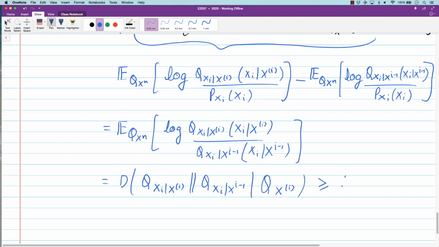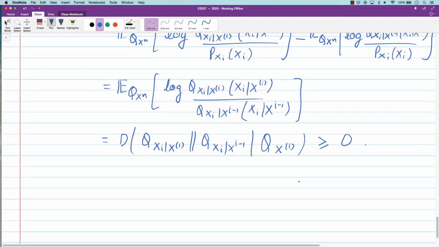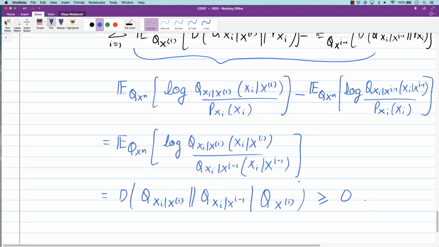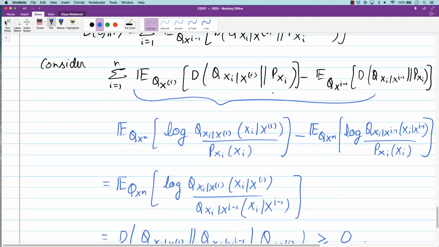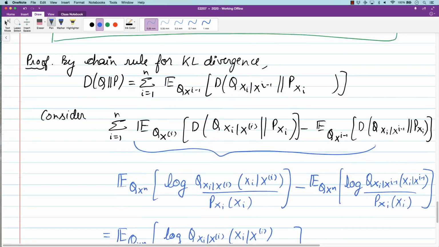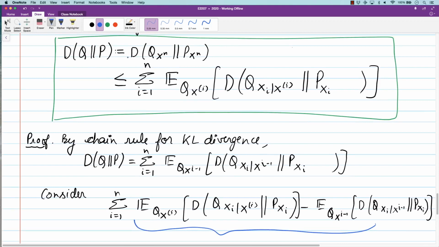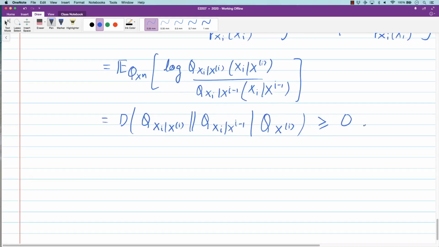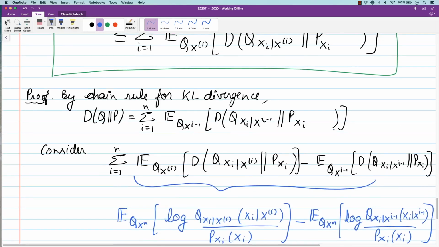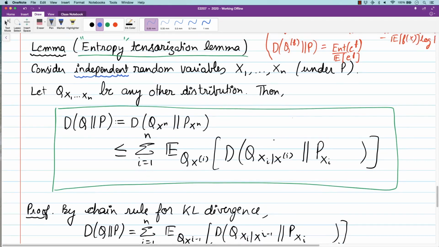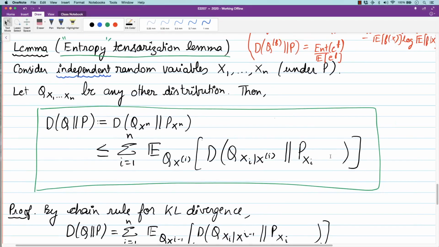Okay, and this guy must be non-negative. So each term in this difference is non-negative. Therefore, the overall difference is non-negative, and therefore this guy exceeds this guy. That's the proof. Nothing very difficult. Actually, it looks all very simple because that's how profound this method is.